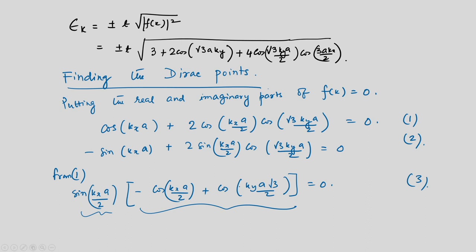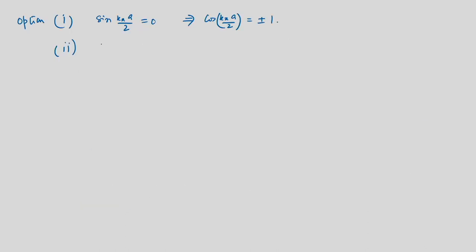So option 1 is sin(kx a/2) equal to 0, which also means that cosine of kx a/2 is either plus 1 or minus 1. So sine vanishes and cosine just either phase leads or phase lags, so that is why it is a plus or minus 1. Or option 2 is when the bracket is equal to 0, which means that cosine kx a/2 equals cosine ky a√3/2. So this is equal to cosine kx a/2 and equal to cosine √3 ky a/2. Okay. So we look at option 1.